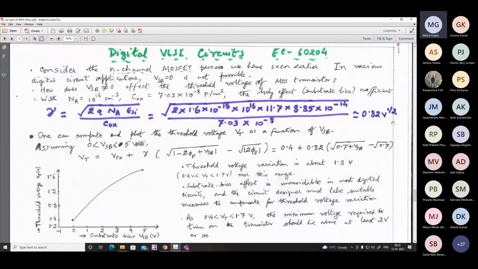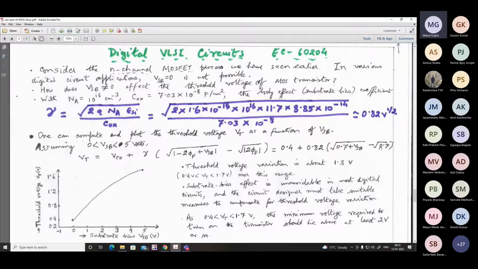Note the unit of gamma, that is V to the power half. Because when you write the expression of Vt, that is Vt0 plus gamma into root over some voltage, the overall thing has to be in volts, and this has the square root of volts, so the gamma unit will be root over volts, or V to the power half. So you put in all the values. The zero bias threshold voltage in this case happens to be 0.4. Then this will be the trend.